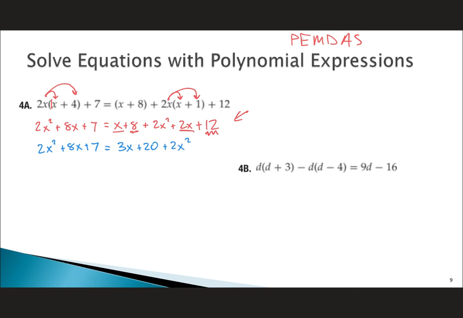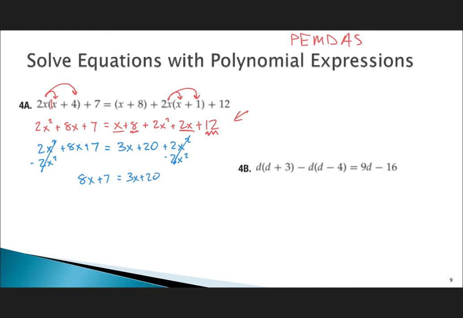Okay. Now, just like any other equation, I need to get my x's on one side of the equation. So first thing I'm going to do is deal with my x squareds and hope they go away, because we don't know how to deal with them just now. So I'm going to subtract 2x squared from both sides. And lo and behold, they do go away. They go away from both sides. Now I am left with 8x plus 7 is equal to 3x plus 20.